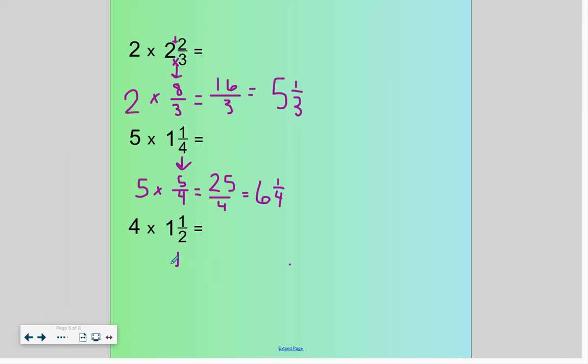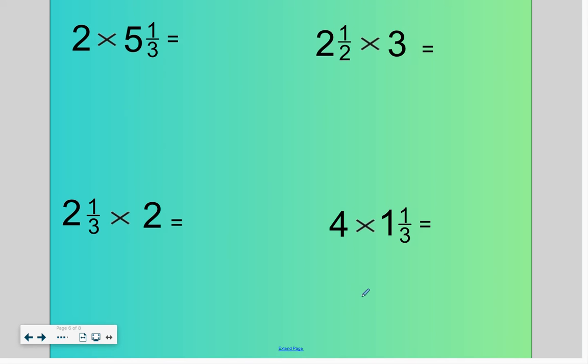4 times 1 1/2, convert this to an improper fraction. 4 times 3/2 is equivalent to 12 halves. 12 divided by 2 is just plainly 6. Here's 4 more examples. Feel free to pause this video and solve them on your own and then come back to check for answers. I'm going to continue solving them as well.